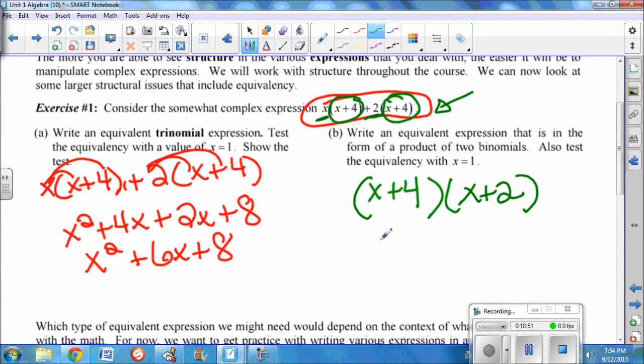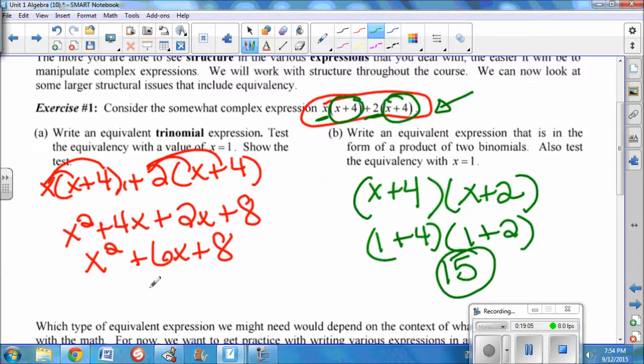So I guess we should test. Let's put that 1 in. So 1 plus 4, and then 1 plus 2. That's going to give me 5 times 3, which is 15. Let's see if this one over here equals 15. 1 squared plus 6 times 1 plus 8. So I've got 1 plus 6 plus 8. Holy smokes.